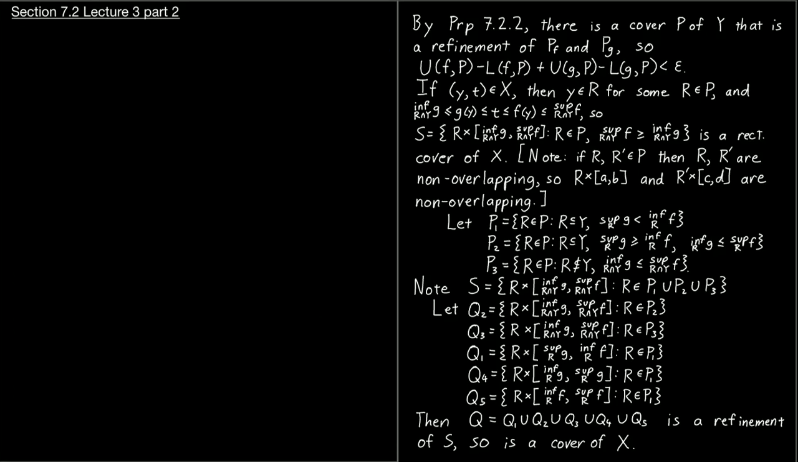Now let's put all this together. The upper sum of f over our partition minus the lower sum of f over our partition, plus the upper sum of g over our partition minus the lower sum of g over our partition, by assumption that whole thing is less than epsilon.